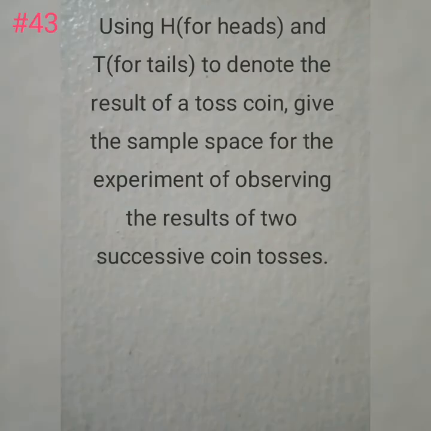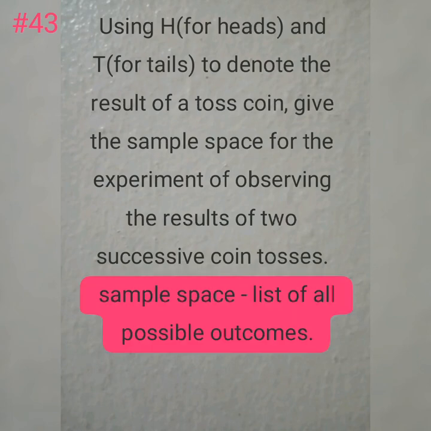Using H for heads and T for tails to denote the result of a coin toss, give the sample space for the experiment of observing the results of two successive coin tosses. Sample space is the list of all possible outcomes. The sample space will be head and head, head and tail, tail and head, tail and tail.